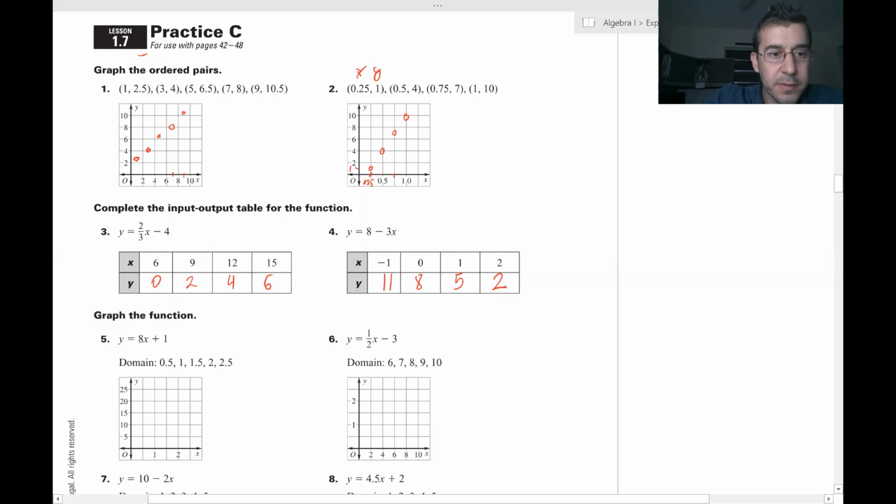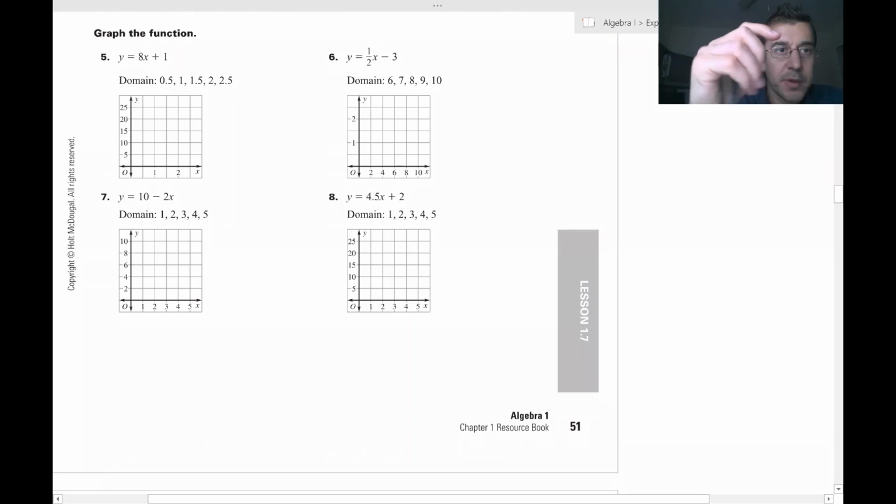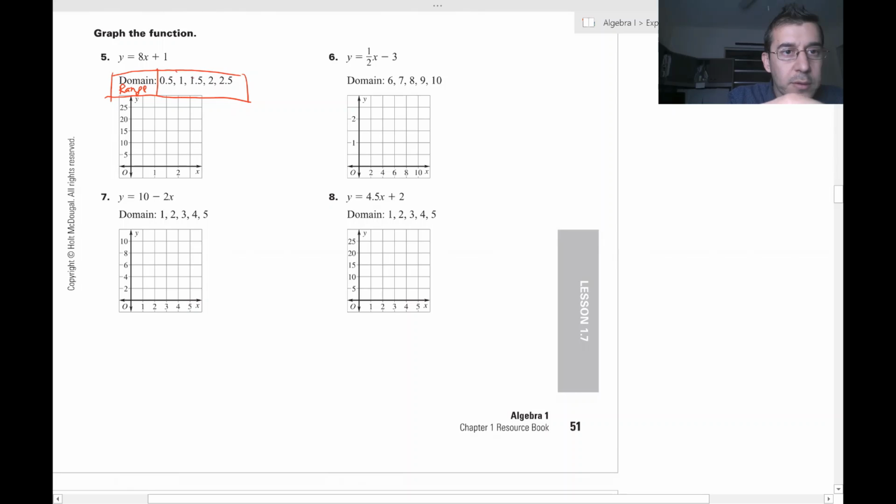Number 5 and 6. Let's do 5 first. Graph the function. We have 1, 2, 3, 4, 5 points. We have to compute the range first for these 5 points. When x is 0.5, 8 times 0.5 is 4, plus 1 is 5.